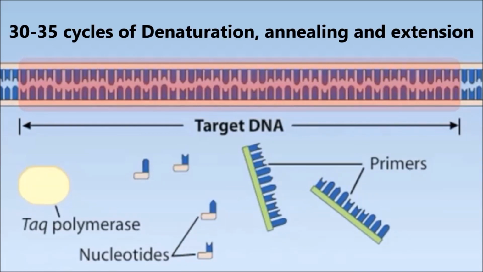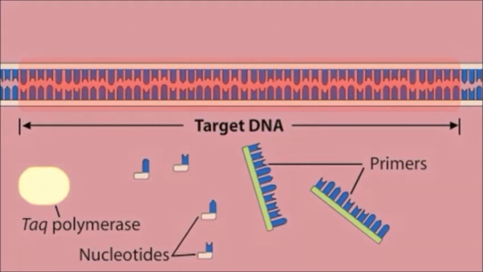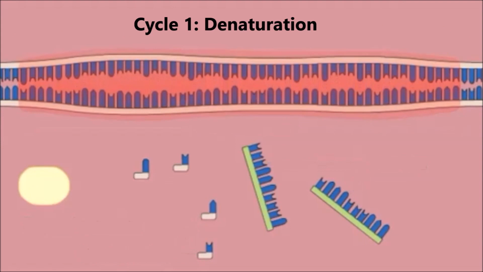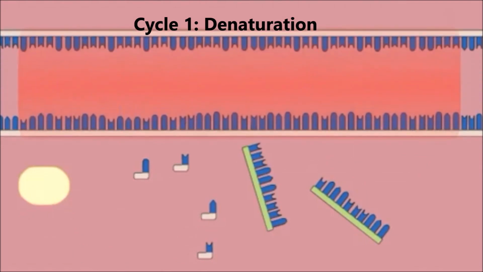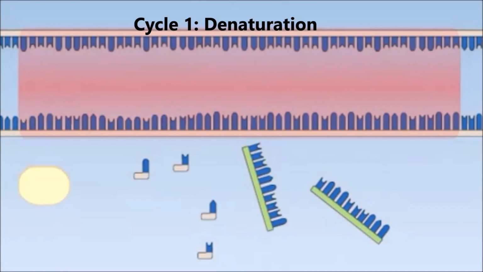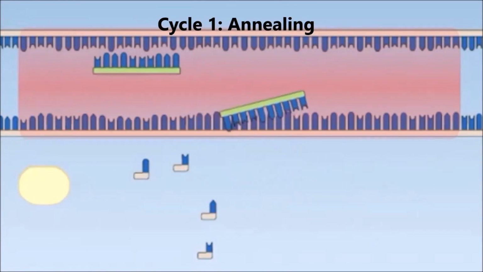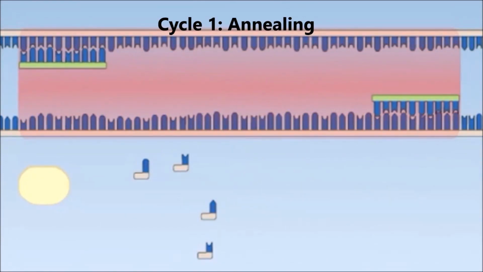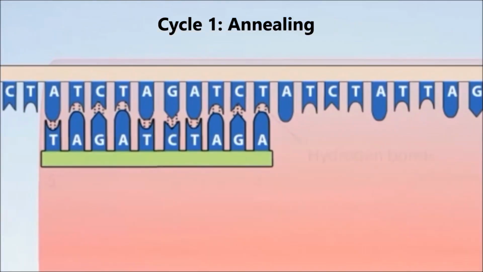PCR consists of about 30 to 35 cycles. At the first cycle, it begins with heating the reaction mixture up to 95 degrees centigrade. The heat denatures the DNA template, breaking the hydrogen bonds and separating the 2 strands apart. After the denaturation step, the temperature is reduced to 60 degrees centigrade. At that temperature, the primers will find their complementary sequence on the template DNA and bind to it. This step is known as primer annealing.